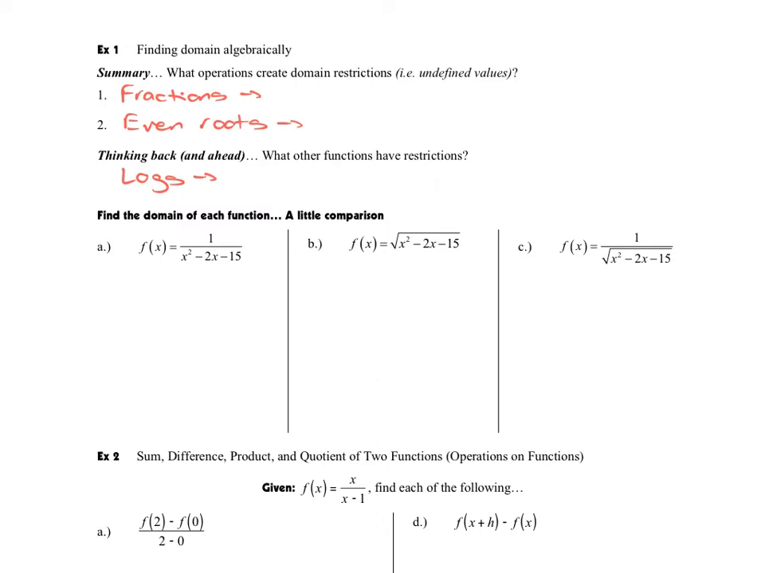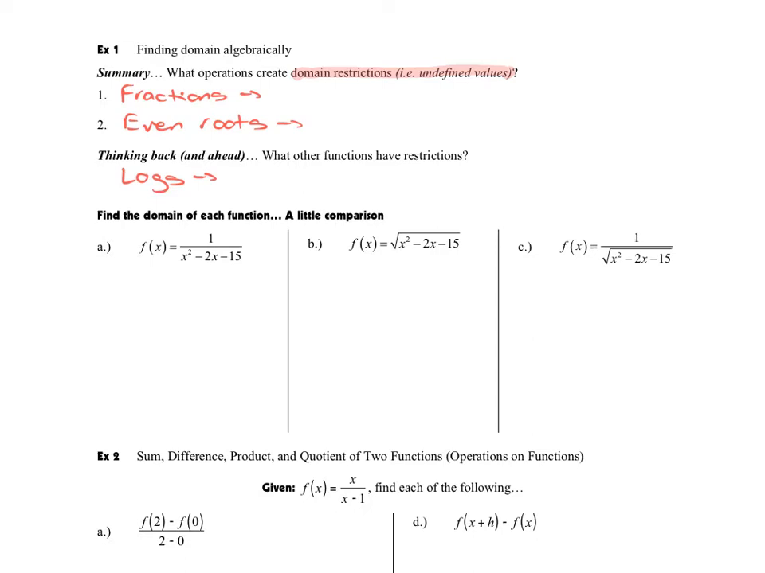The general idea of finding domain is we want to find the places where the function will work. That's kind of the phrase that people really like to use. But in other words, a better way to think about it is that we want to find what we call domain restrictions, or in other words, where are places where the function is not defined.